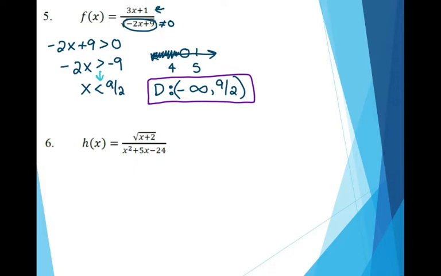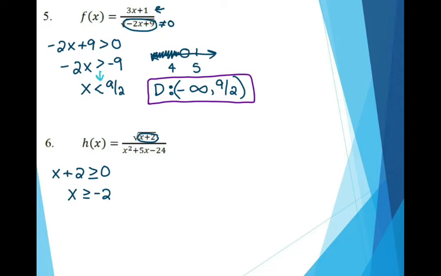All right. Number 6. So number 6 has several things going on. So we have this radical on the top. So again, with radicals, we cannot take the square roots of negatives. So x plus 2 has to be positive. So I'm going to make that greater than 0. Since this is in the numerator, it is perfectly fine for the numerator to be 0. So I'm going to go ahead and make that a greater than or equal to 0. So solving this inequality, this tells me that x has to be greater than or equal to negative 2. So I have that piece of information for my domain.